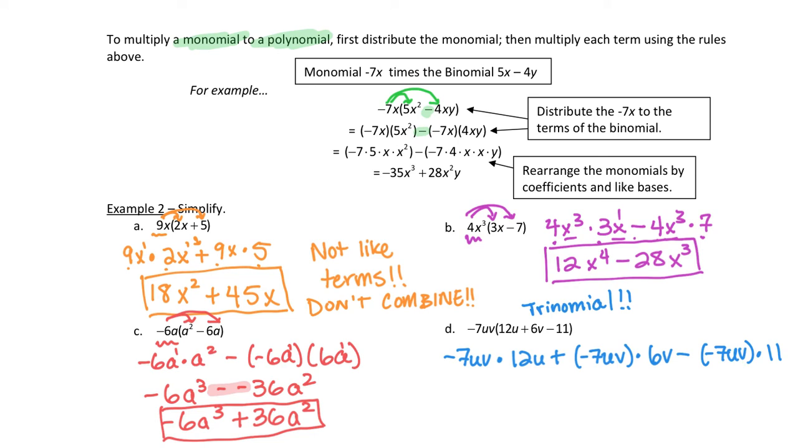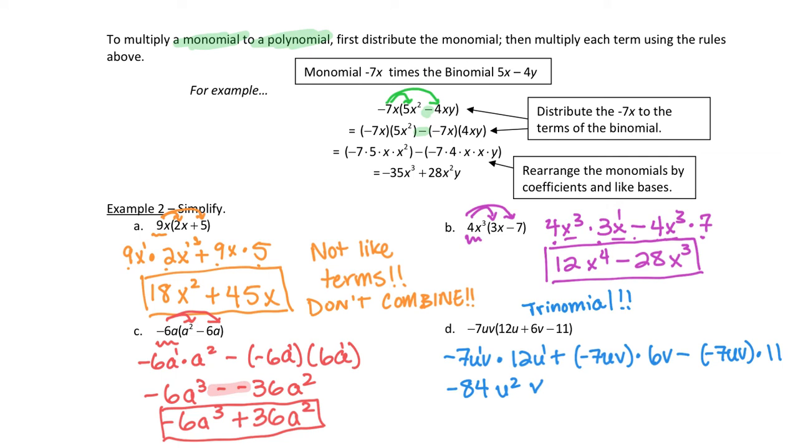So negative 7 times 12 is negative 84. You might need a calculator there. This is where this gets a little tricky and you might want to rearrange things, but I'm not going to. I'm going to do u to the first times u to the first. That would be u squared. And then I've just got a v. There's no v there.